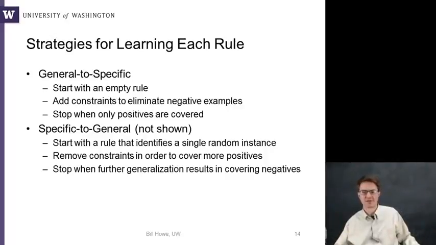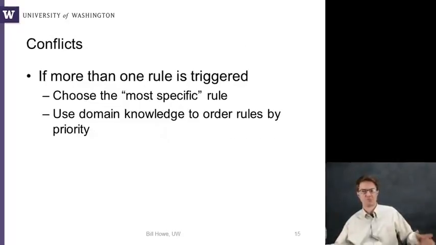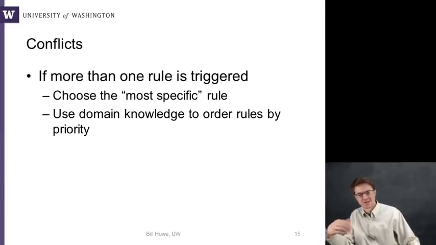Okay, so once you have these sets of rules, you need to use them to make predictions. And one thing that can happen is you can have more than one rule triggered for a particular data point. And so you need to have some way of resolving conflicts. So here you might choose the most specific rule, or you might even choose the most general rule, or you could apply some domain knowledge in order to assign a priority to each rule and use that to break ties.